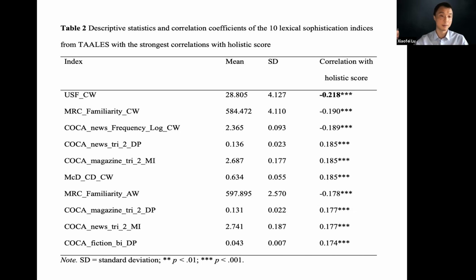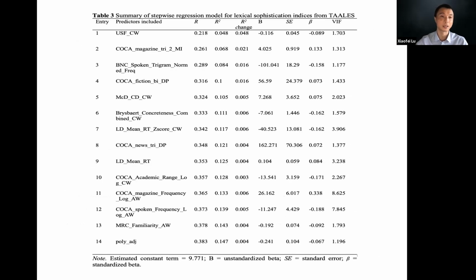But you can see down the road a lot of other types of measures: frequency, trigram frequency, familiarity, and so on and so forth. We only listed the top 10 here. And then in terms of the regression, we saw that the 14 indices ended up in the model, and they accounted for 14.7% of variance in the holistic scores of L2 writing.